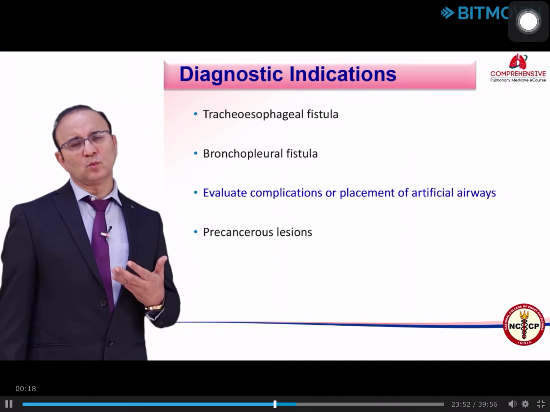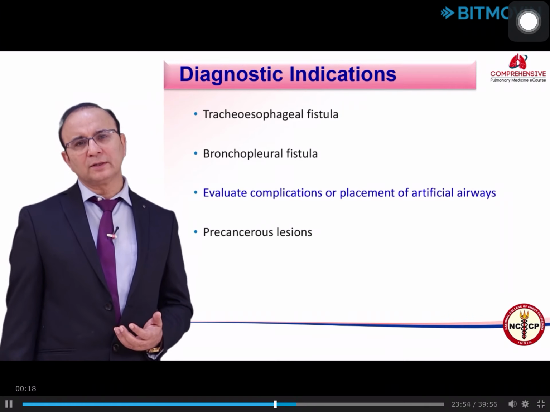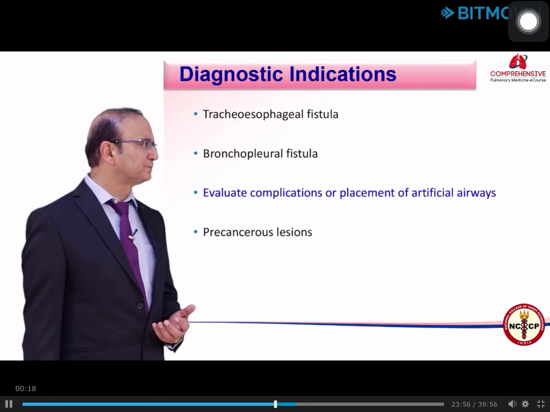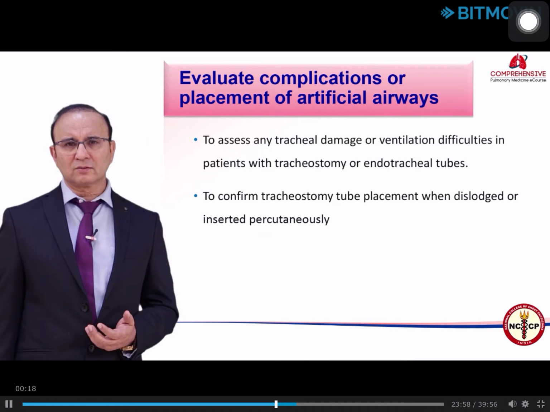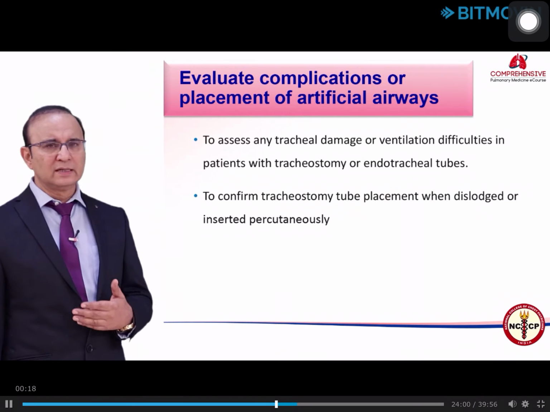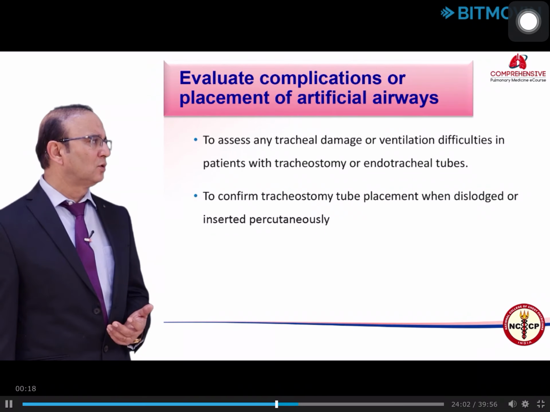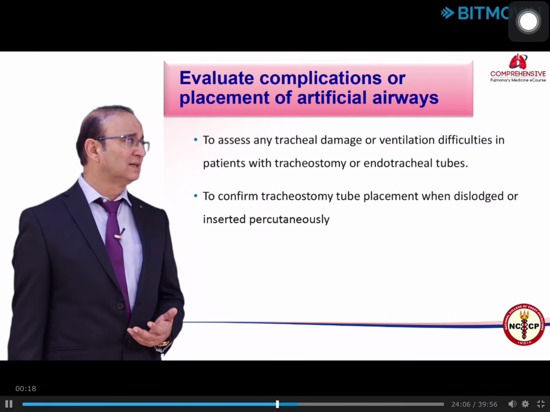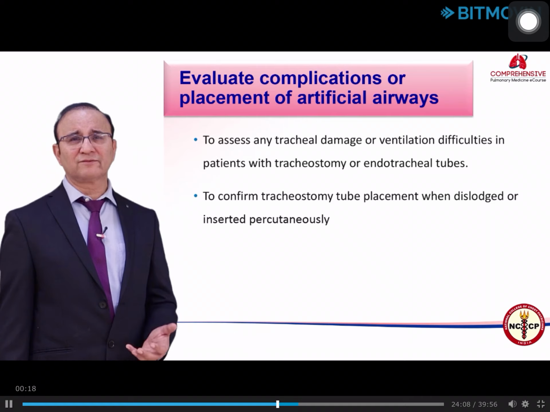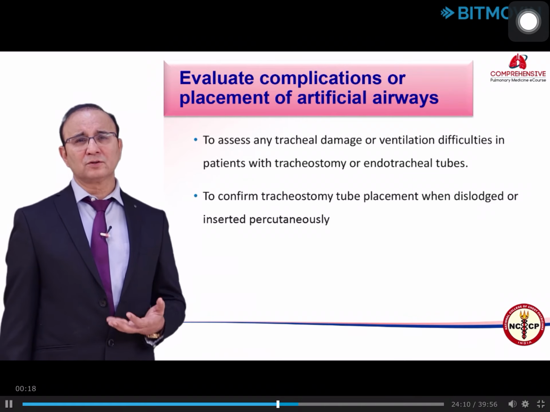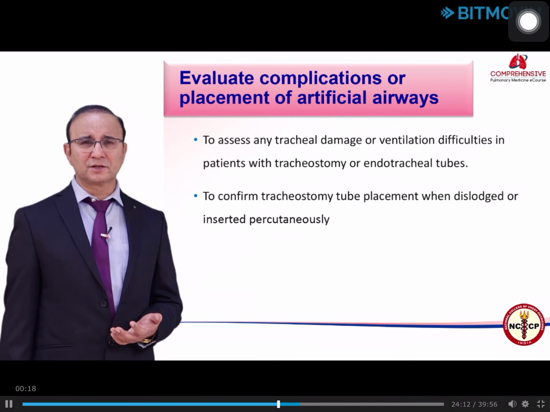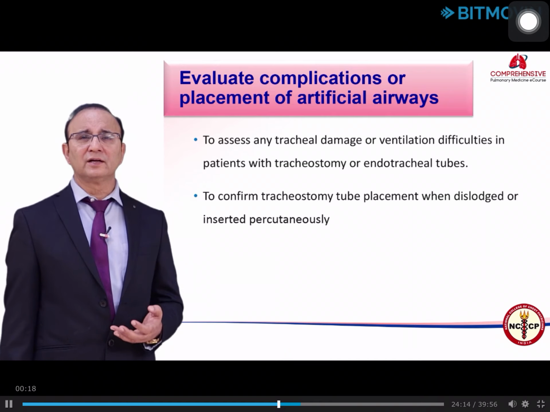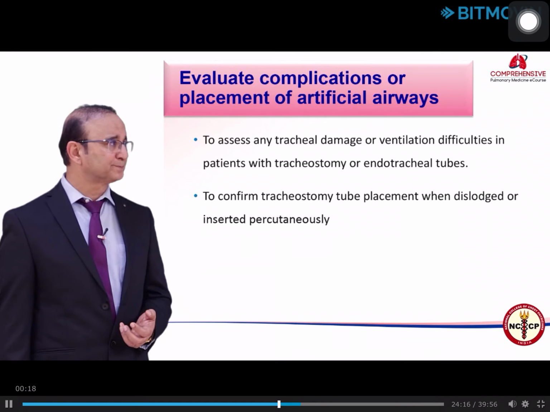Then it is also used to evaluate the complications of artificial airways. Flexible bronchoscopy is performed to assess any tracheal damage or ventilation difficulties, obstruction from mucus or blood clot, ulceration, stenosis, cuff leaks. So in a patient who is on prolonged intubation, you can do this to find out if there is a problem in the airways.